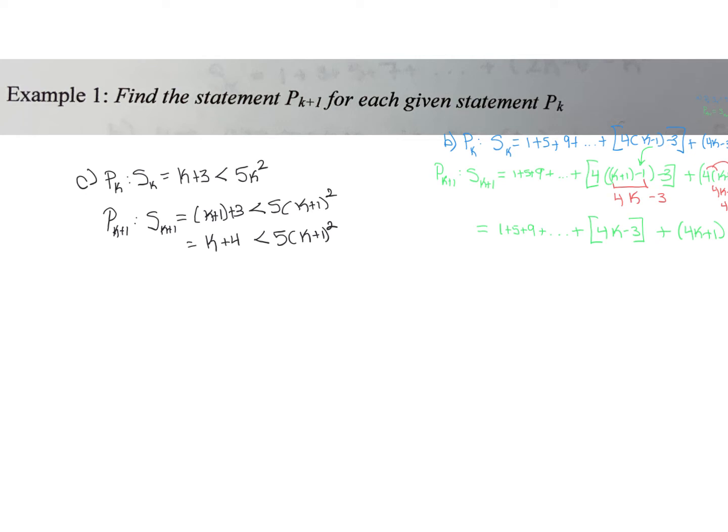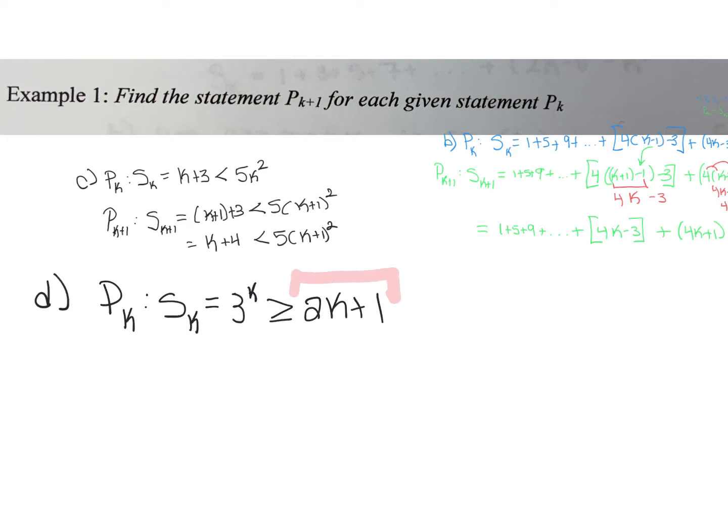Okay, last one of these practice before we jump into some induction. Letter D. I think your notes might have had a typo, so we're going to fix it. P sub k is S sub k equals 3 to the k greater than or equal to, and here's the typo. If it says 5k squared, that's not right. It's supposed to say 2k plus 1. Make sure that's what it says right there.